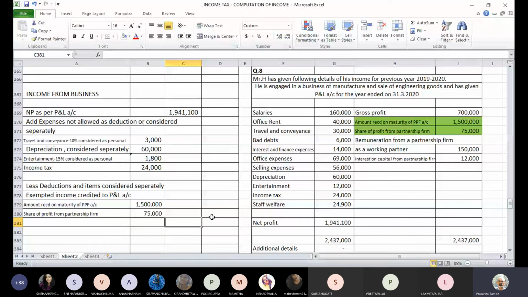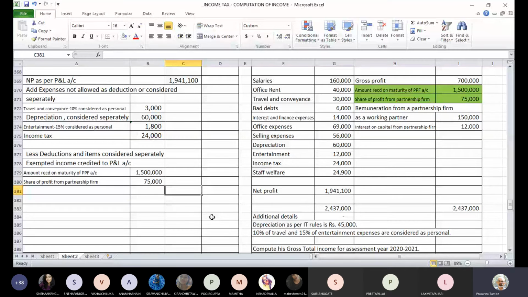This remuneration is taxable as business income, so no adjustment is required. Interest on capital is also taxable as business income, so it does not call for any kind of adjustment. You can keep it as part of taxable income only. And then depreciation, we have to claim depreciation as per rules. You can claim the depreciation of 45,000 and not 60,000. So we added 60,000 and we reduced 45,000 rupees.